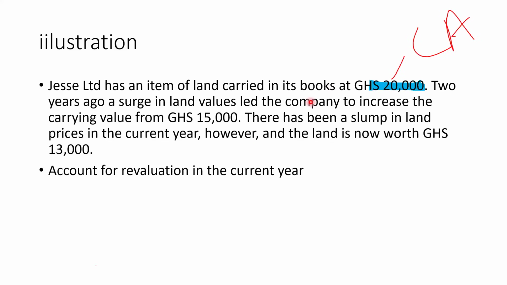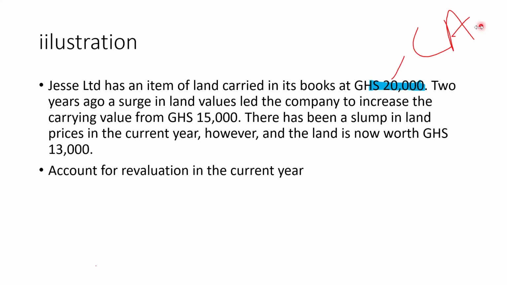Good. So now the loss of 7,000, what do we do with it? Should we take it straight away to expense, or is there a reversal? Should I take the loss straight away to the income statement as an expense, or should I reverse it? I have to reverse it because previously there was a revaluation on this same asset and we recorded a surplus of 5,000. So that surplus is there. So we have to reverse.